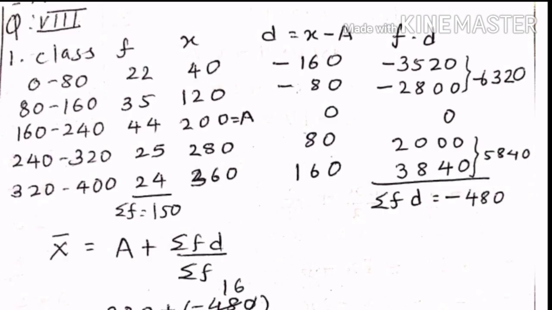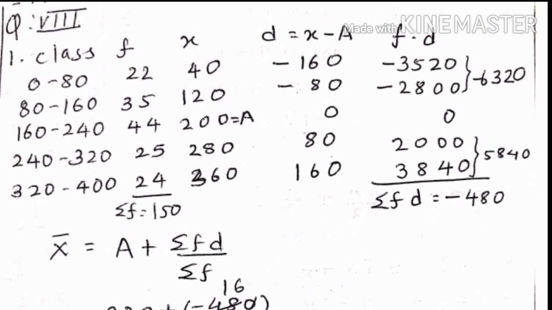Question number 8, first is to solve for the mean using the shortcut method. When the question says to use the shortcut method, it is compulsory to use the same. So here we use it. Class is written, frequency is written, x means the class marks, from which I have taken capital A, that is the assumed mean. Then D is x minus A, and then F into D.